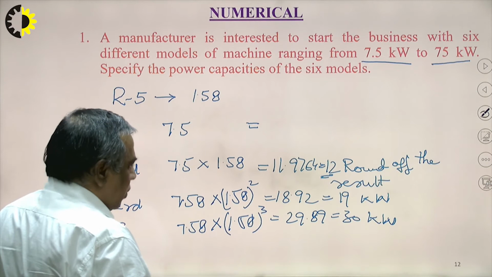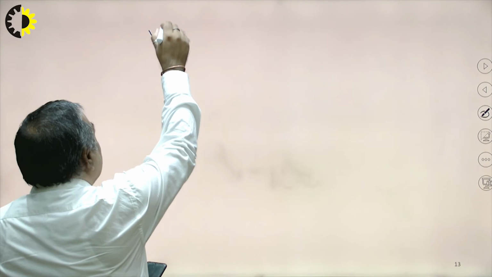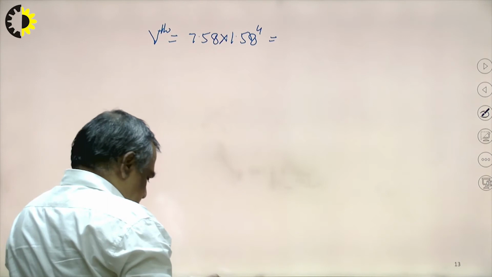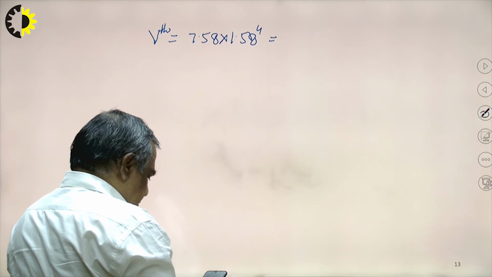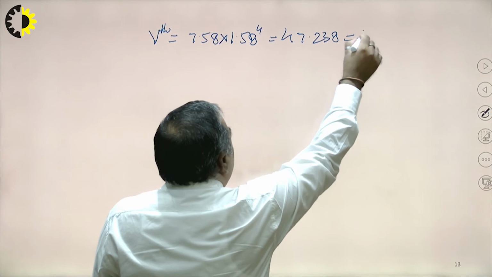Then we come to the fifth model, which is 7.5 multiplied by 1.58 raised to power 4, right? That is multiplied by 1.58, it is 47.238, that is 48 at the sixth modal.